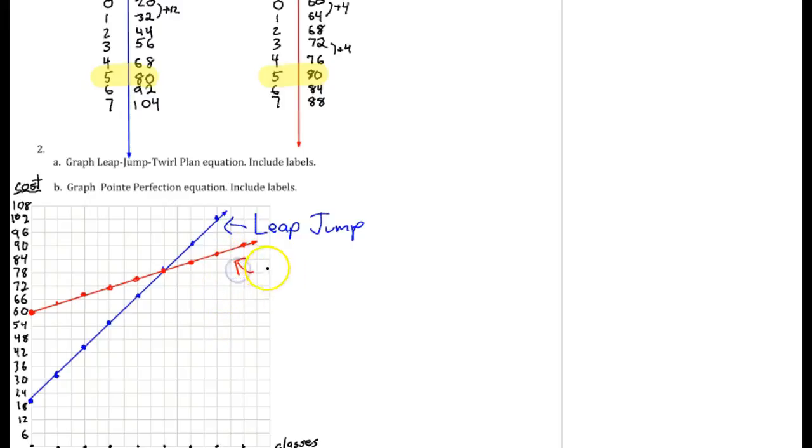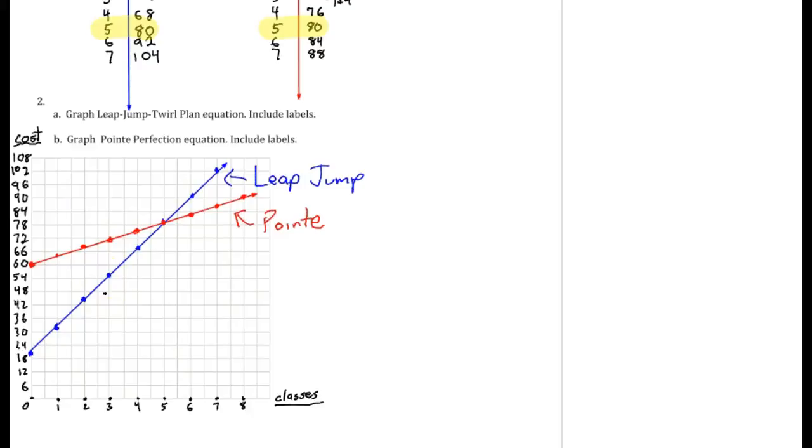And we'll label this one Point Perfection, so we can tell which is which. Now, which one's the better deal? That's always the question, right? That's the last question. So which one's the better deal? You tell me. What do you think?